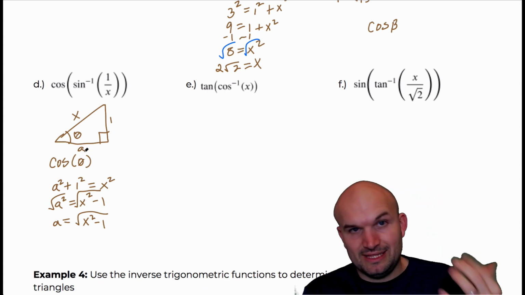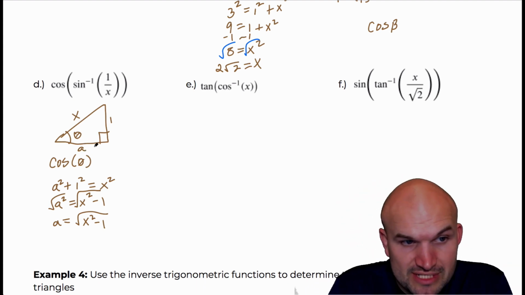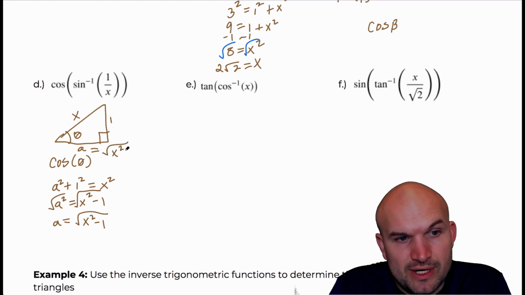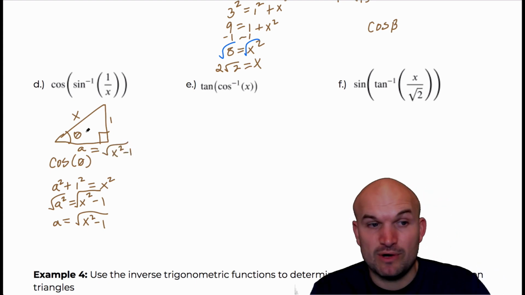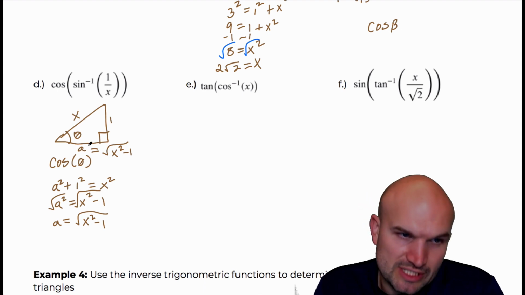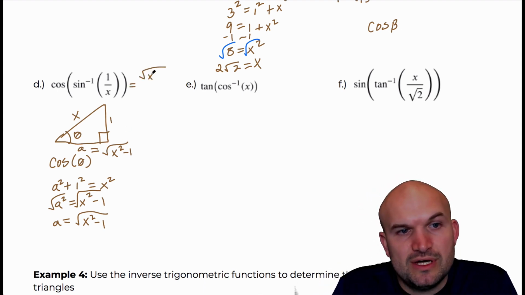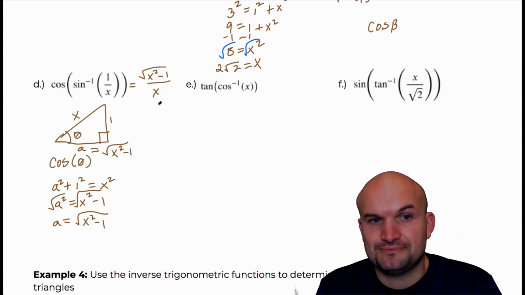So rather than writing this as a, because this is my new side, I'm going to write this in terms of x, so that would be the square root of x squared minus 1. So now when I want to write the cosine, rather than introducing this new variable, I'm going to write this as the square root of x squared minus 1 over my hypotenuse of x.